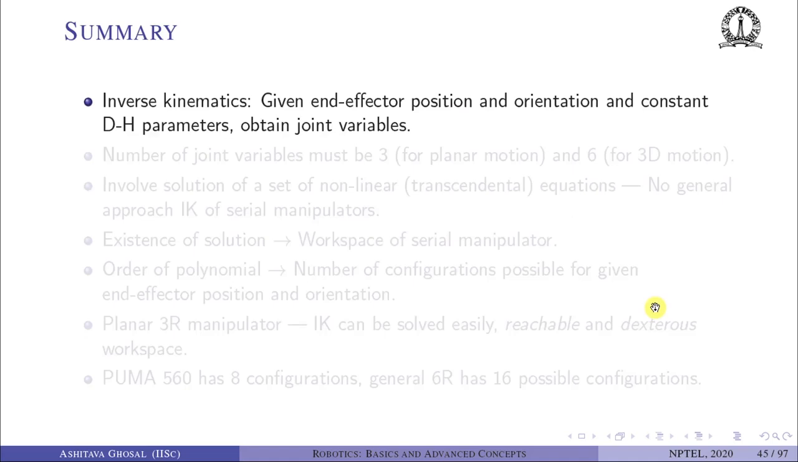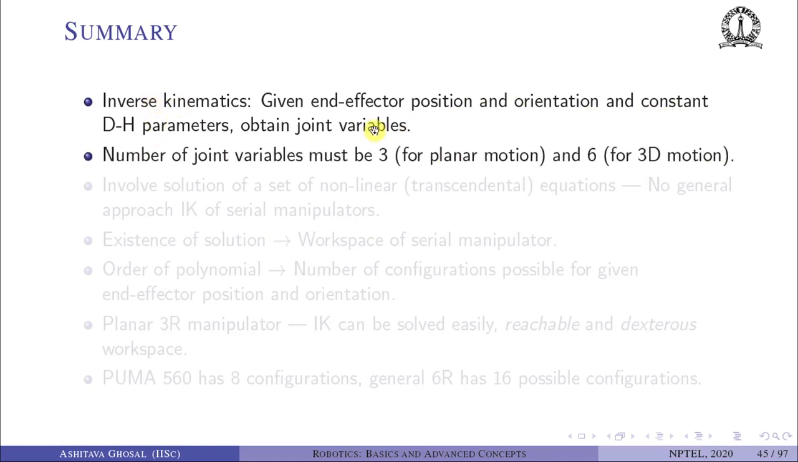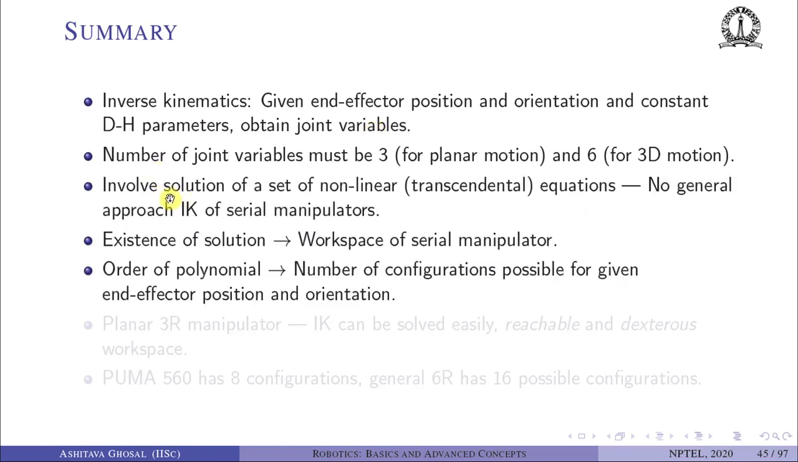So in summary, the inverse kinematics problem is defined as: given end effector position and orientation and all the constant DH parameters, obtain the joint variables. So the number of joint variables must be 3 for planar motion and 6 for 3D motion. Only then we have the equal number of equations and equal number of unknowns. The inverse kinematics involve solutions of a set of nonlinear transcendental equations. So there is no general approach for inverse kinematics of serial robots.